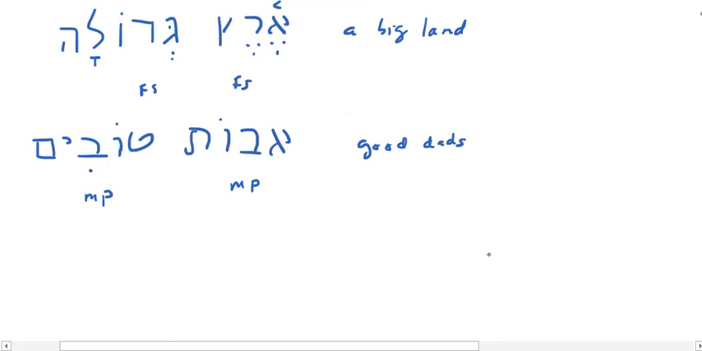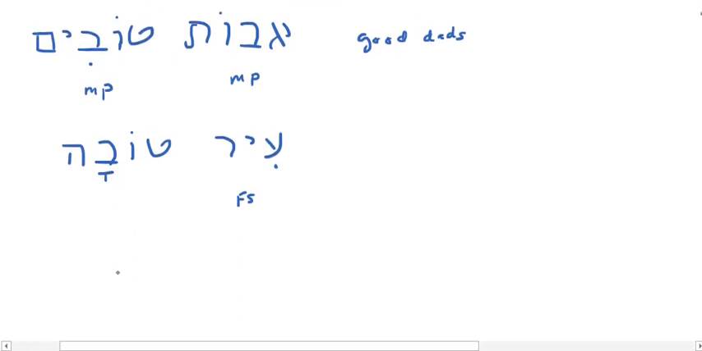I'll give you one more example, maybe just to drill some of the stuff you already know. If I want to talk about a good city, I got to put good after city. Which form of tov am I going to use with ir? What gender is ir? It looks masculine, doesn't it? It is, in fact, a feminine singular noun. So which form of tov do I have to use? I have to use the feminine singular form. Which one is that? Tovah. Good.